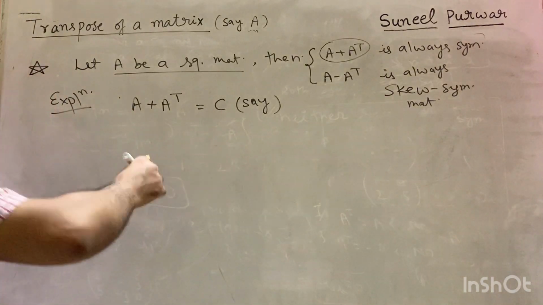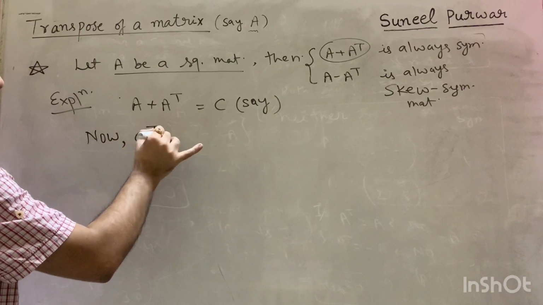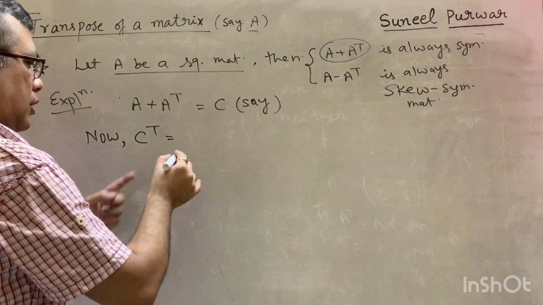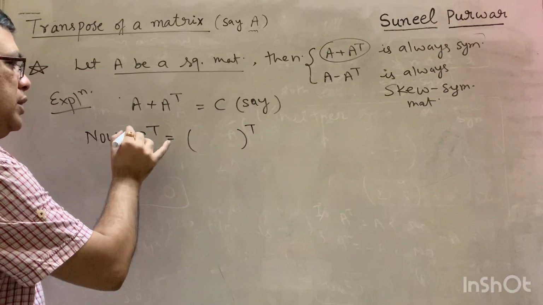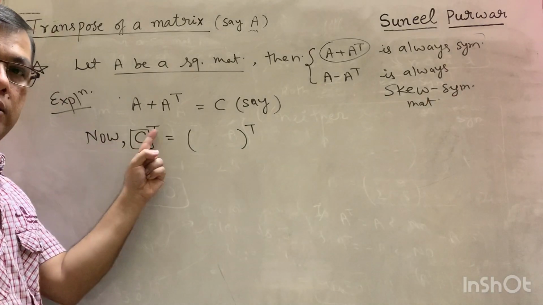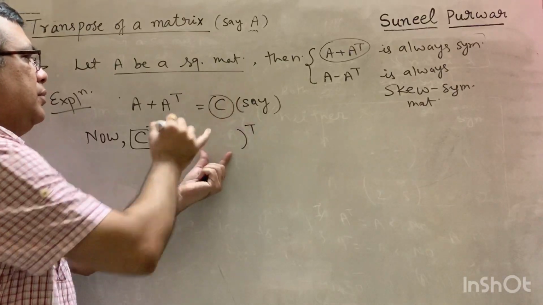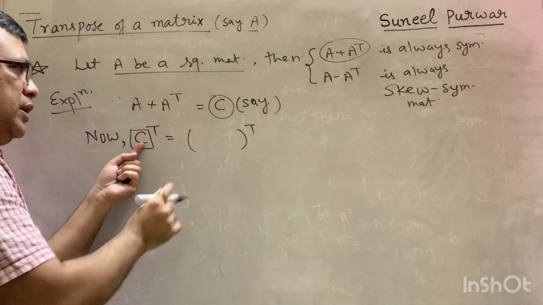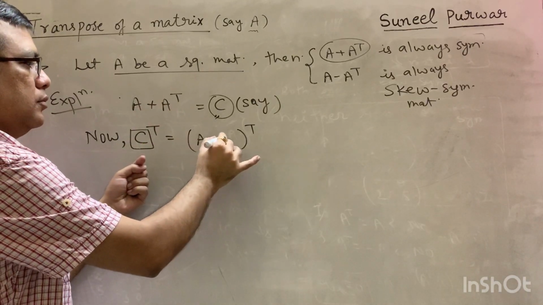Now let's find out C transpose. Now C transpose we are finding. तो पहले ये ट्रांसपोज लगा दो और C के प्लेस में C की वैल्यू रख दो. What you see? We are trying to find transpose of matrix C. तो मैट्रिक्स C क्या है? A plus A transpose. तो C के प्लेस में, in place of C you put A plus A transpose.